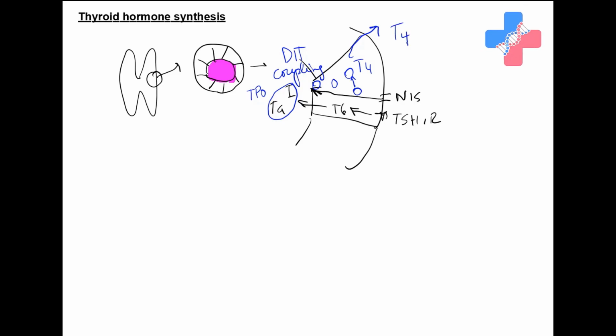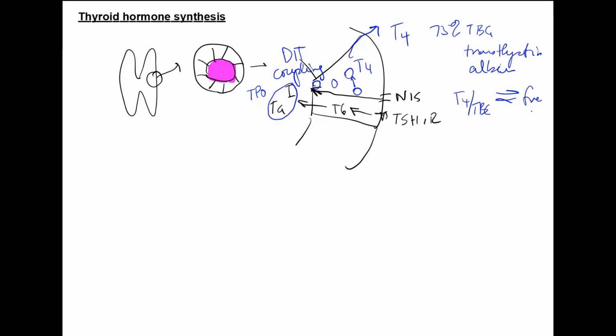T4 is highly bound, mostly by thyroid binding globulin, but also with transthyretin and albumin. There's very little free T4, the actual active component, so one should always think of the bound T4 in balance with the free T4, which is the active component.